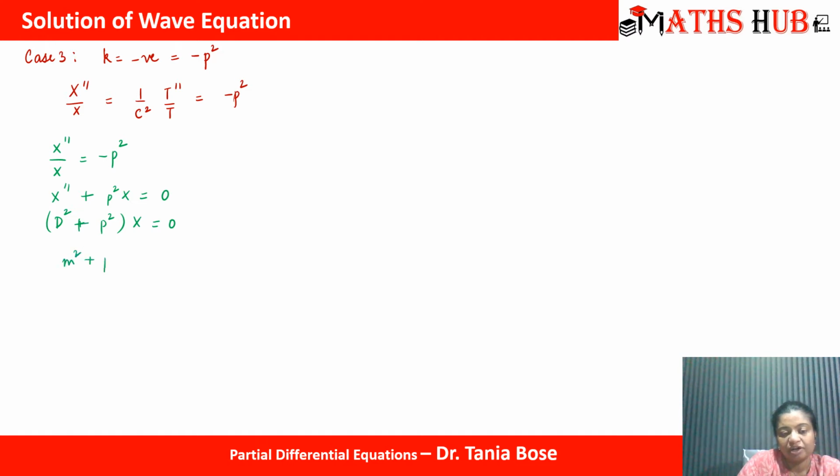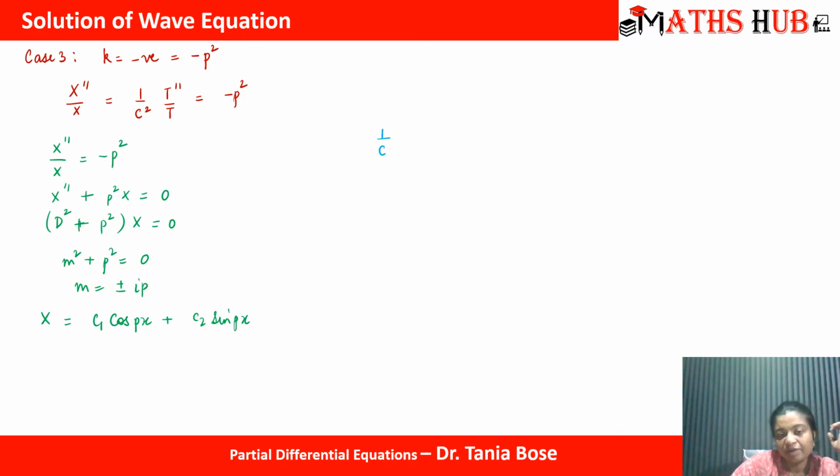So we convert it into an algebraic expression, and then the roots of this equation become plus minus iota p. Now the roots are imaginary. So what is x? X comes out to be c1 cos px plus c2 sin px, right? Now similarly we take up the second equation.